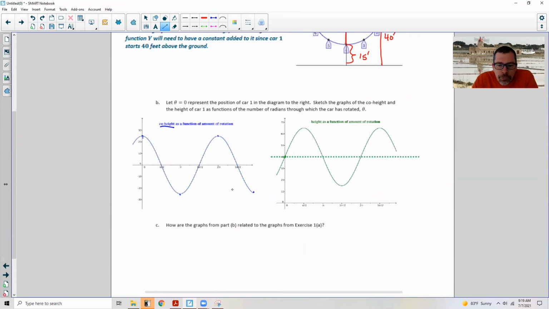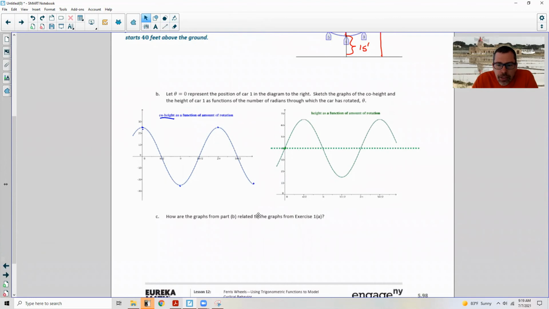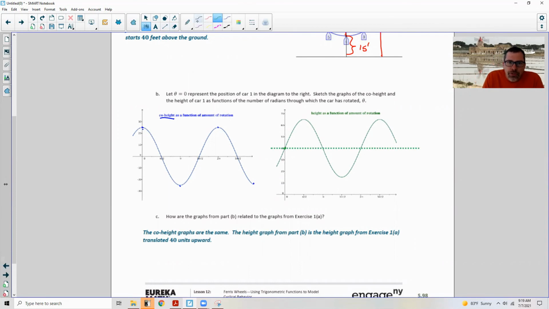C says, how are the graphs from part B related to the graphs from exercise 1A? Okay, so the co-height graphs are the same. The height graph from part B is the height graph from exercise 1A, translated 40 units upward. So remember, if it's shifted up 40 units, that is our K in the function f of x equals amplitude times sine of omega x minus h, plus k. The 40 is our K, shifting the whole function up 40 units.